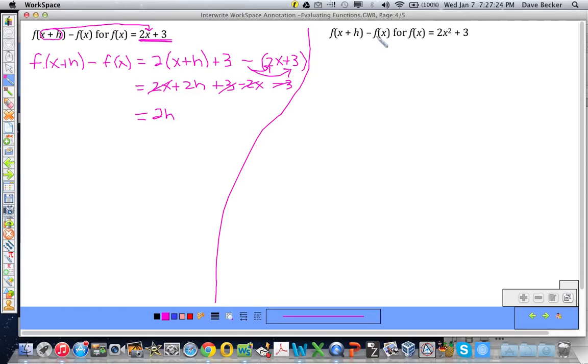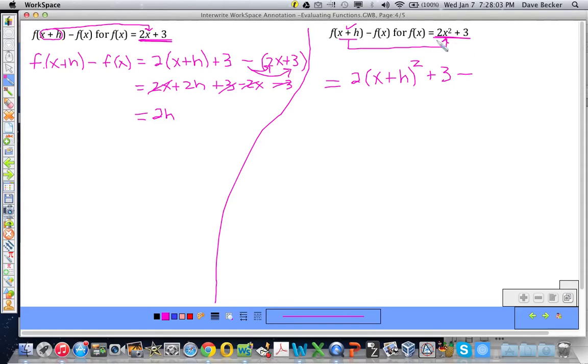So f of x plus h minus f of x for f of x equals 2x squared plus 3. Okay, very similar. I'm just going to have to square the x this time. So f of x plus h minus f of x is equal to 2 times x plus h, the quantity squared, plus the 3. Okay, so I've taken care of this. Now I have to take care of minus f of x. So it's minus, taking care of that.